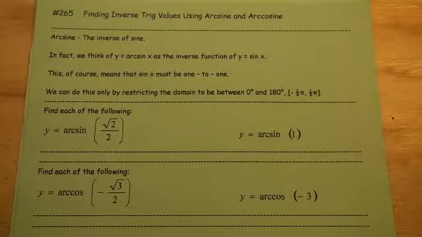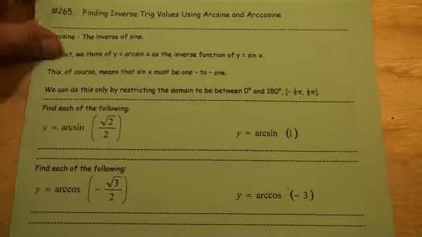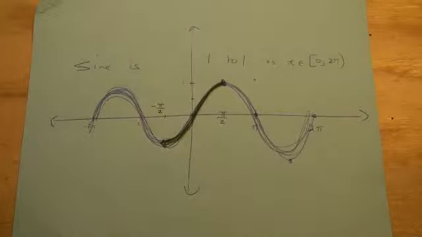Now, in order for us to use arcsine as a function, if you want to do y equals arcsine of x, we would need to restrict the domain of sine of x. Why? Because if arcsine is the inverse function of sine, we would need sine to be 1 to 1. So therefore, that's why we have this right here.